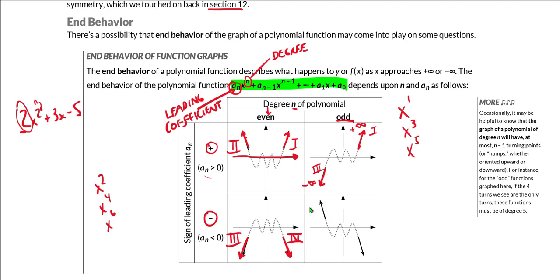You will be going off to positive infinity in the second quadrant and negative infinity in the fourth quadrant. But again, the ends of the graph will leave the xy coordinate plane in opposite directions, one up, one down, versus the even degree polynomials where they sort of leave together in the same direction. Now, you might be sitting here going, what do I do with all this information?